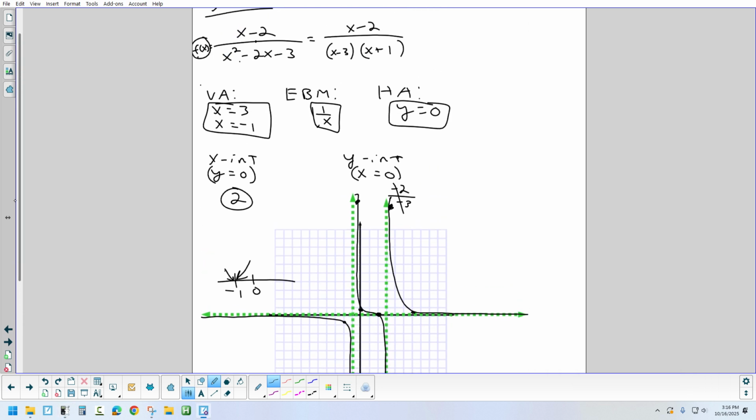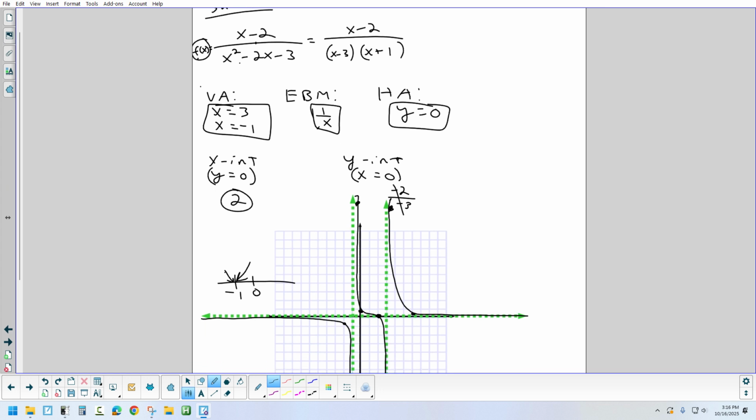Any questions on how to sketch a rational function? Okay.